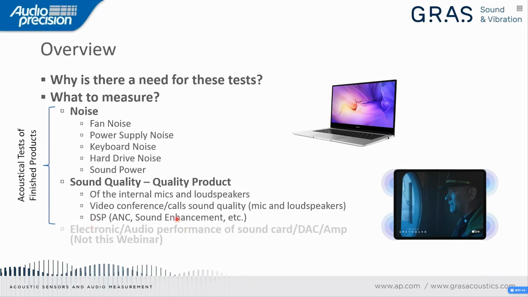And here, last but not least, we can talk about DSP. This is digital signal processing that plays a big role in improving the performance of internal microphones and loudspeakers. For example, sound enhancement features are used for optimizing the sound reproduction for movies, for gaming, for calls, or music listening. On the other hand, we have active noise canceling, or ANC. These algorithms are used to process the sound picked up by the microphone to remove background noise from the recorded audio signal.